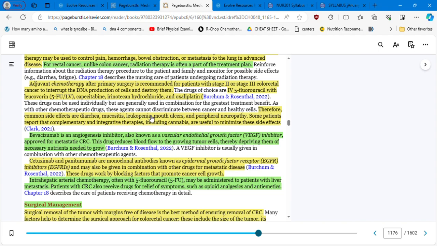In the first week, we learned leukopenia, yeah, related to all the leukocytes, right? Which are the white blood cells. Mouth ulcers and peripheral neuropathy. Some patients report that complementary and integrative therapies, including cannabis, are useful to minimize these side effects.